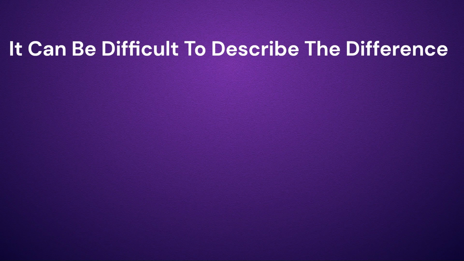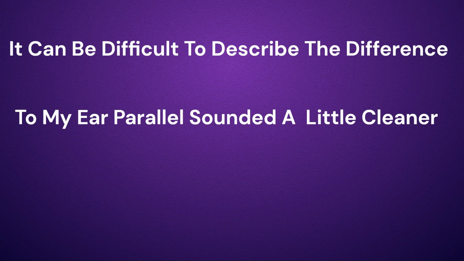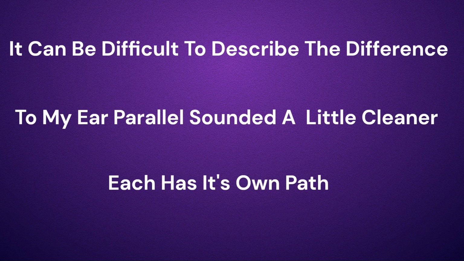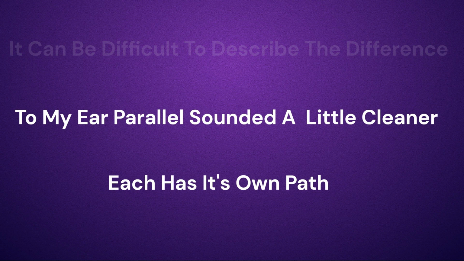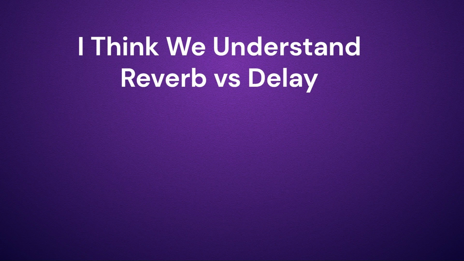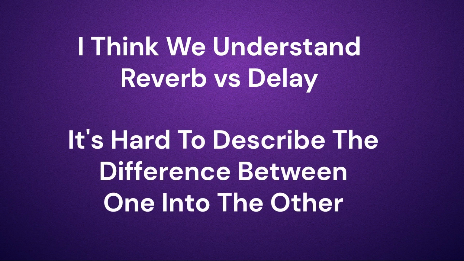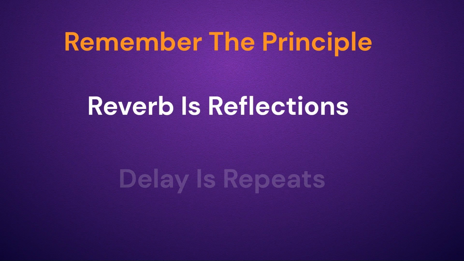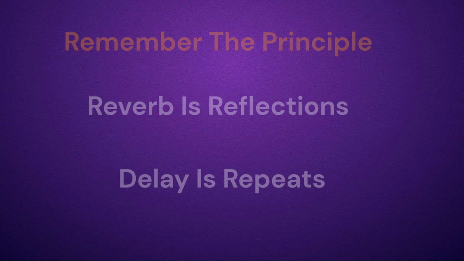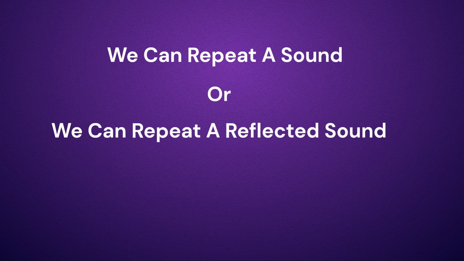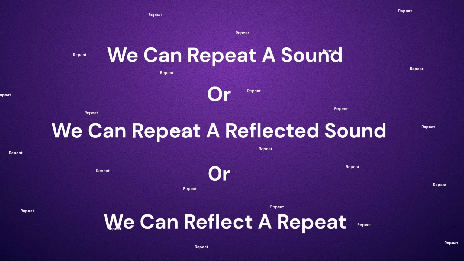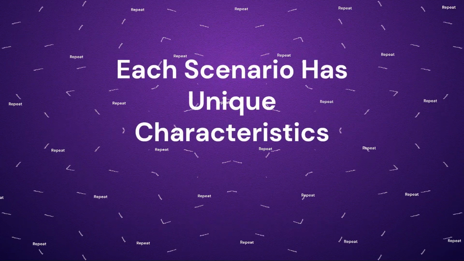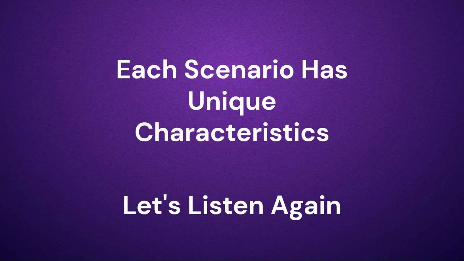Now, it can't be difficult to describe the difference, but to my ear, the parallel sounds cleaner. It gives each of the effects its own path. I think we understand reverb and delay, but it's hard to describe the difference between one into the other. Remember the principles. Reverb is reflections, delay is repeats. We can repeat a sound, or we can repeat a reflected sound. Or we can reflect a repeat. Sounds confusing, but just train your ears to detect the differences. Let's listen again.